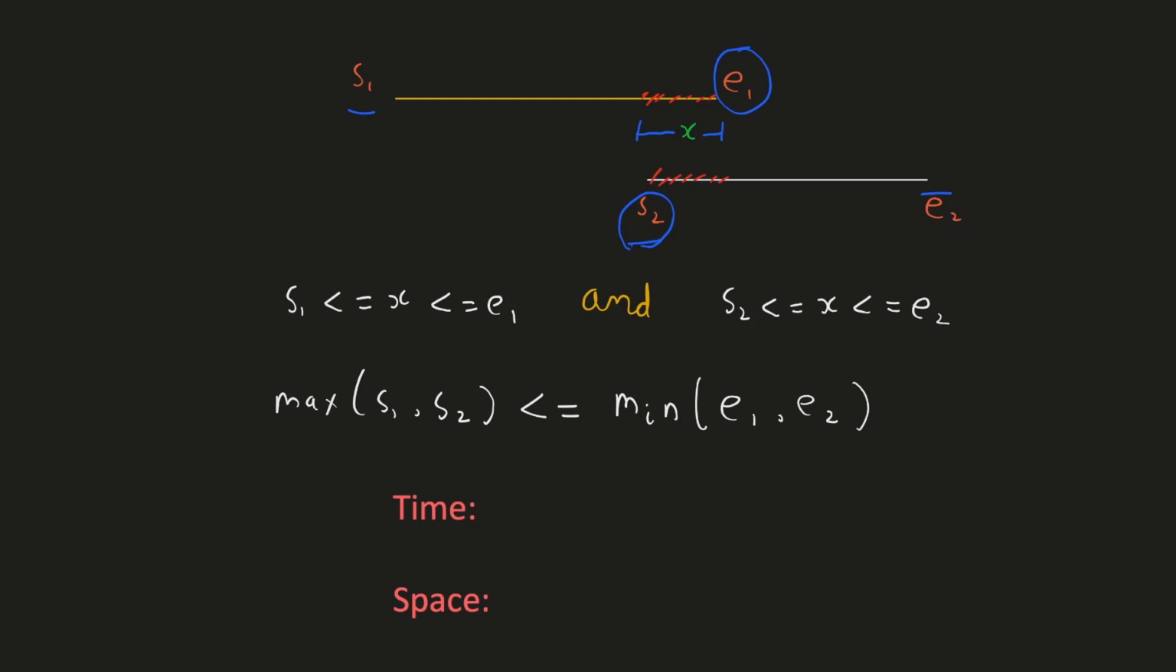The time complexity of this solution would be O of 1 because we are doing a simple check. And the space complexity would be O of 1.